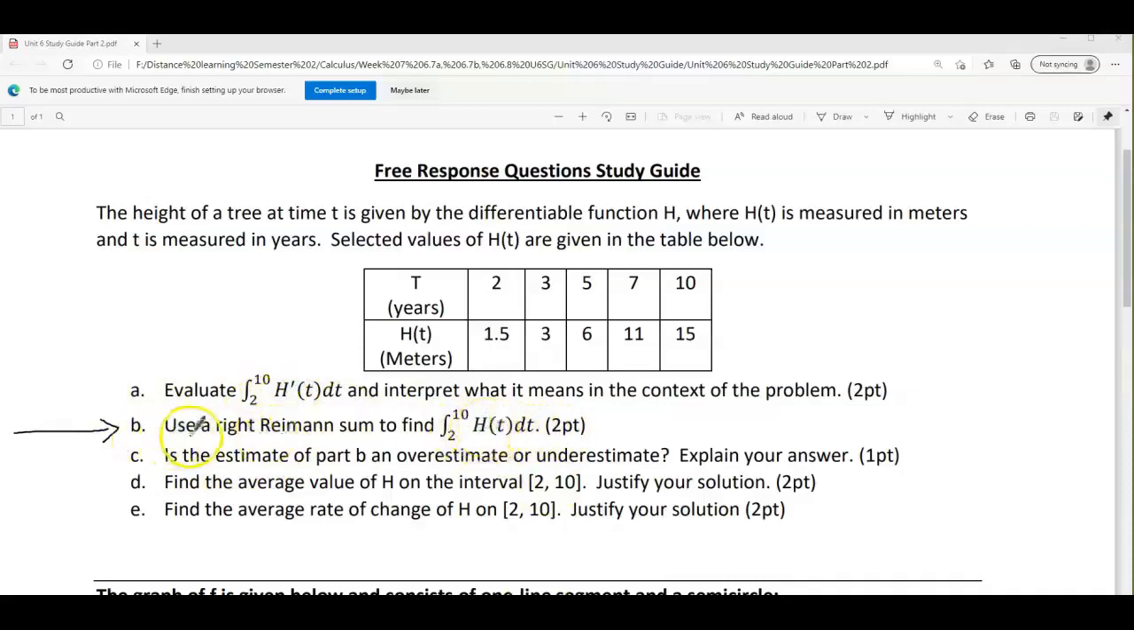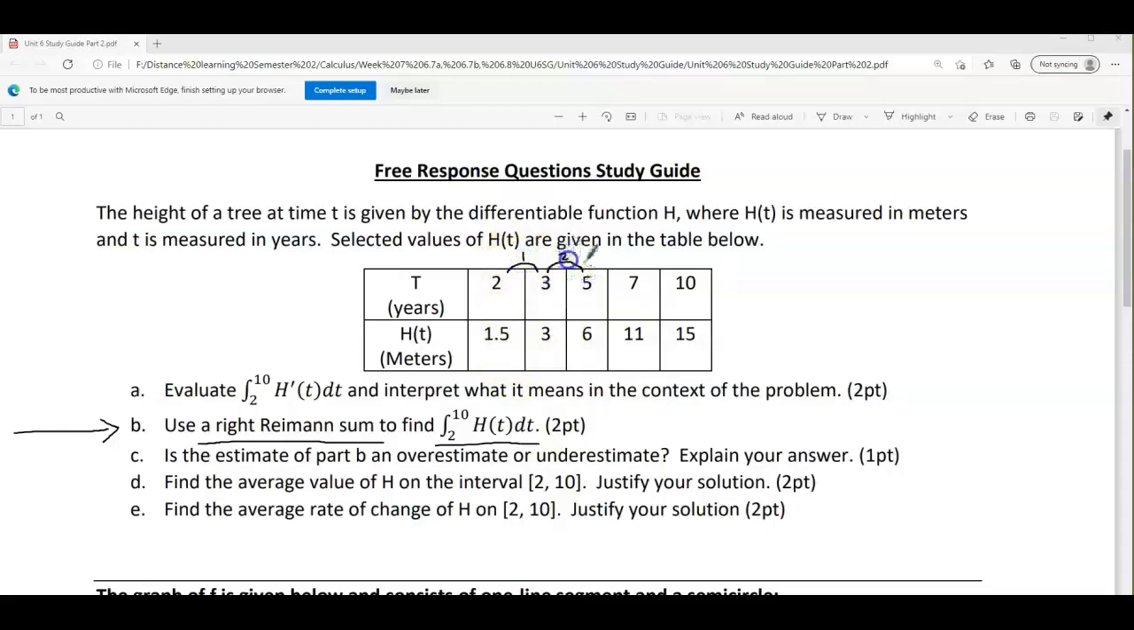Now, on this one, it's kind of nice though, because they actually tell you what to do. In fact, on part B, they tell you to use a right Riemann sum to estimate this integral. Okay. So we kind of know what we need to do here. All right, so here we go. When you're doing a right-handed Riemann sum, the distance from here to here is your base for that rectangle, and you just keep doing that.